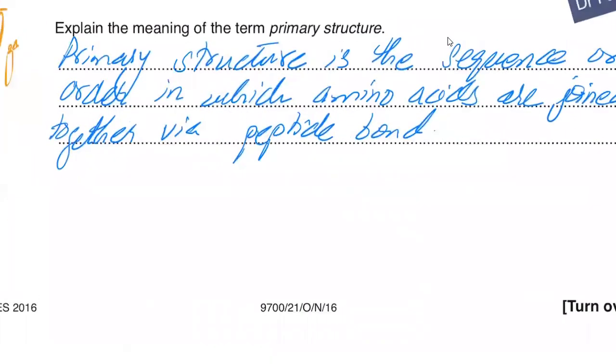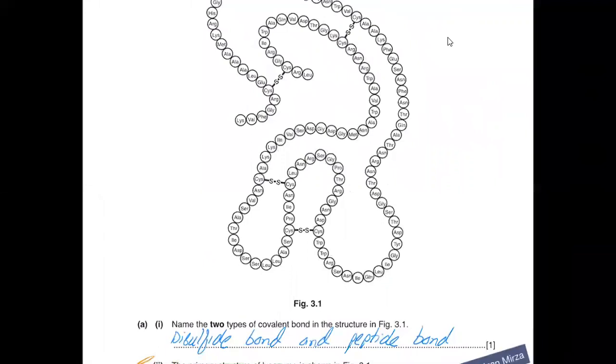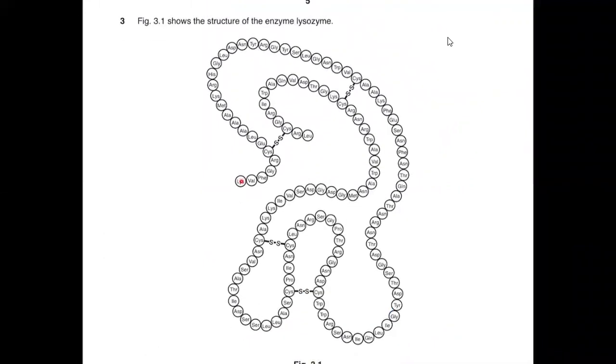This question came in October-November 2016. This is variant 21. This enzyme lysozyme is shown to you. These are all the amino acids which are joined together in the primary structure, one after the other by peptide bond. And as you can see, the chain starts to fold up.